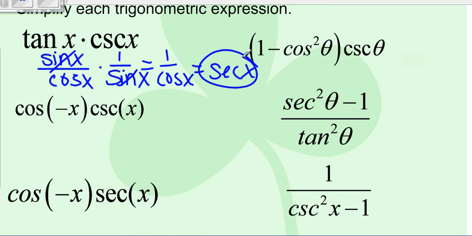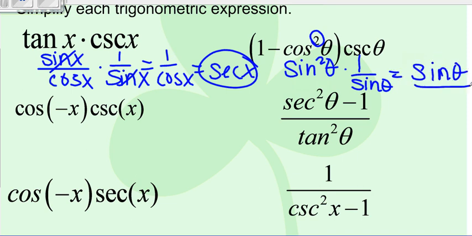Okay, then we have 1 minus cosine squared. As soon as I see that squared, again, I'm thinking of my Pythagorean identities. Okay, and so 1 minus cosine squared is going to give me sine squared of theta. And then cosecant I can rewrite as 1 over sine of theta. So I have sine to the second power on the top, and it's to the first power on the bottom. So when we have the same thing with different powers, we subtract our powers, and we'll be left with just sine of theta in the top. It'll be sine of theta over 1.